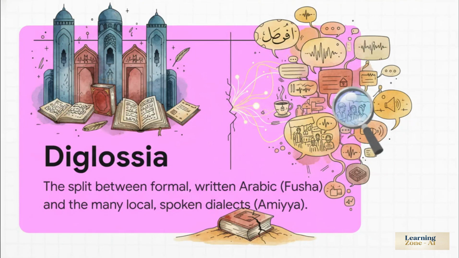The language also faces this huge internal challenge called diglossia. Basically, it's the split between two versions of the language. You have the high formal Arabic of books and the news, that's called fusha, and then you have the dozens of local spoken dialects people use every day, which are called Amiya. Fusha is the descendant of that classical language, but Amiya is the language of daily life. This creates a real disconnect, where the language you speak at home feels totally separate from the language you learn in school.